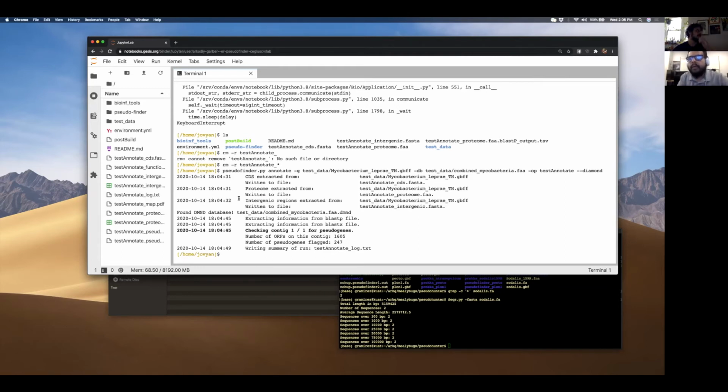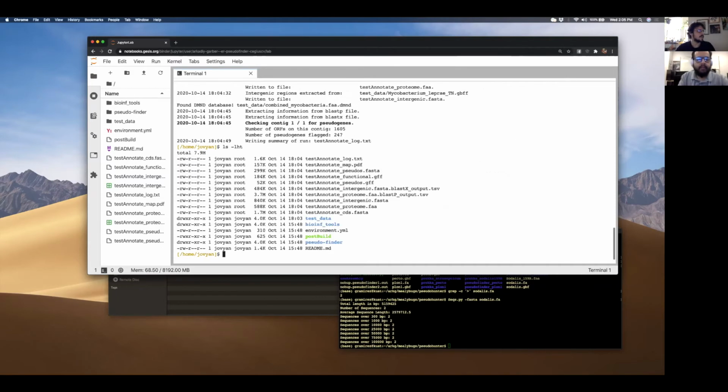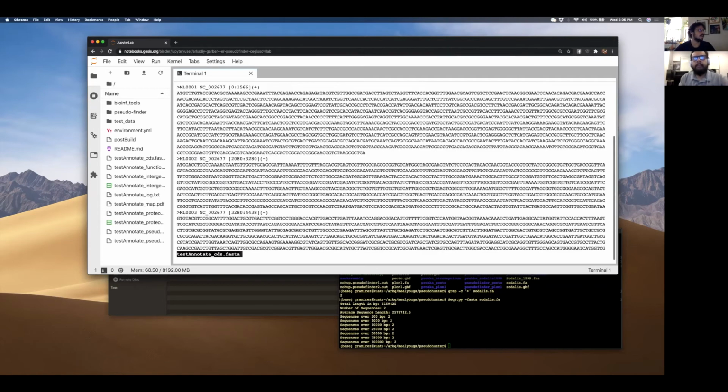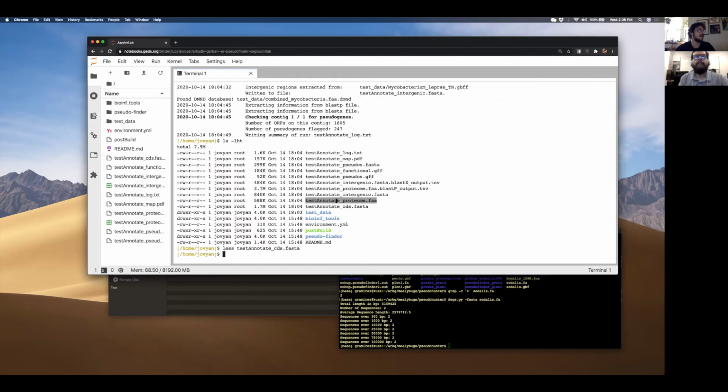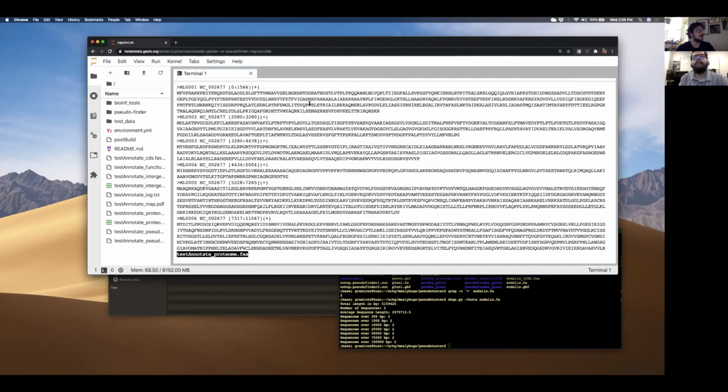Okay, so we see that it finished already. So let's look at the output. It generated a bunch of files with this test annotate prefix. It created these two files, the proteome and CDS. The proteome is just the gene calls as amino acid sequences from the GenBank file that was provided, and CDS are the coding regions in nucleotide format. So if you look at this, you see the genes in nucleotides, and the proteome here in amino acid format.